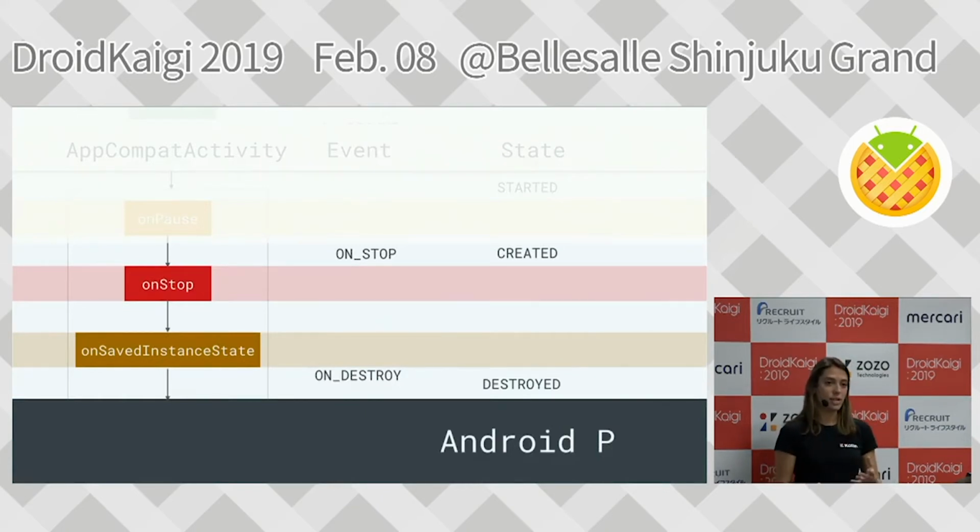And because we saw that a lot of developers were making these kinds of mistakes in saving the state, in Android P, the order of the onStop and onSaveInstanceState methods was changed. So onSaveInstanceState is now always after onStop. This allows applications to safely wait until onStop to save persistent data.